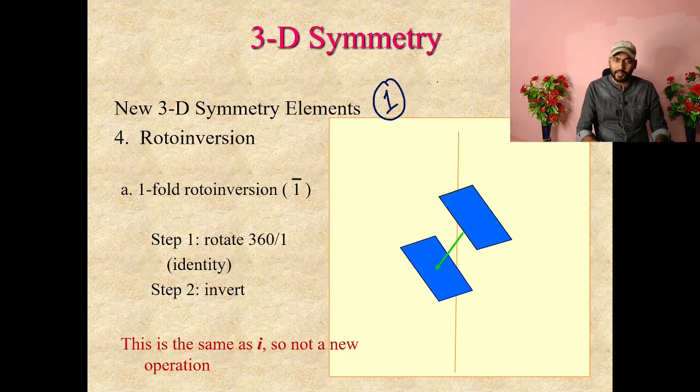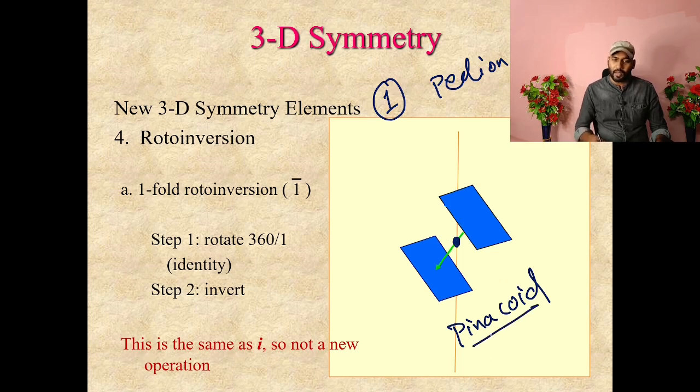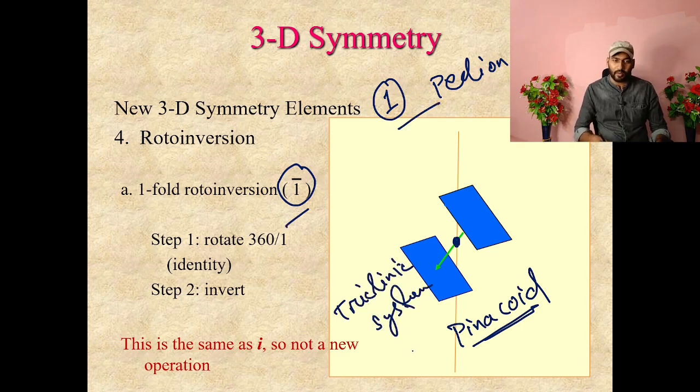Okay, so when there are two faces, like I told, in one-fold symmetry, if there is one face, then we'll call it pedion. If there are two faces which are related with a center of symmetry in between, we will call it pinacoid. Remember this. If there are two parallel faces which are related to each other by a center of symmetry, they are called pinacoid. This pinacoidal class is represented by one bar and it will come in the triclinic system as well. Okay, so 1 and 1 bar both belong to the triclinic system. One represents the pedial class and 1 bar represents the pinacoidal class.